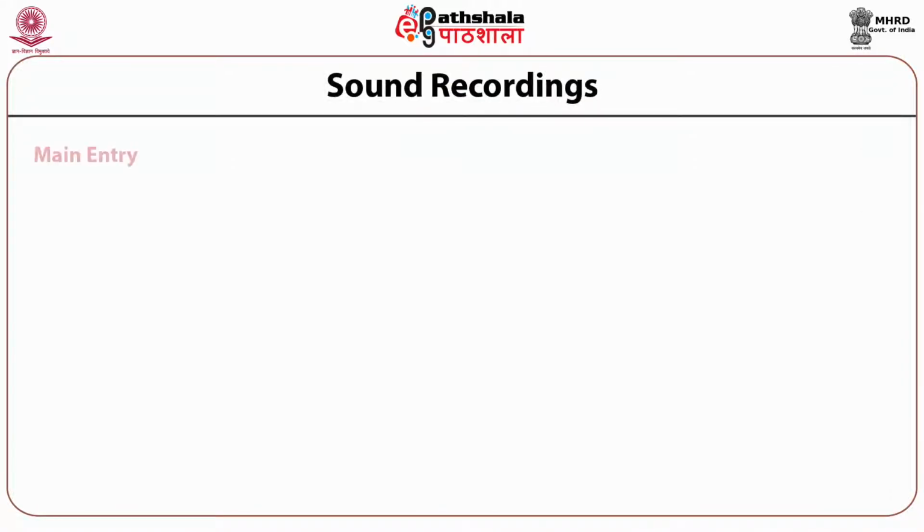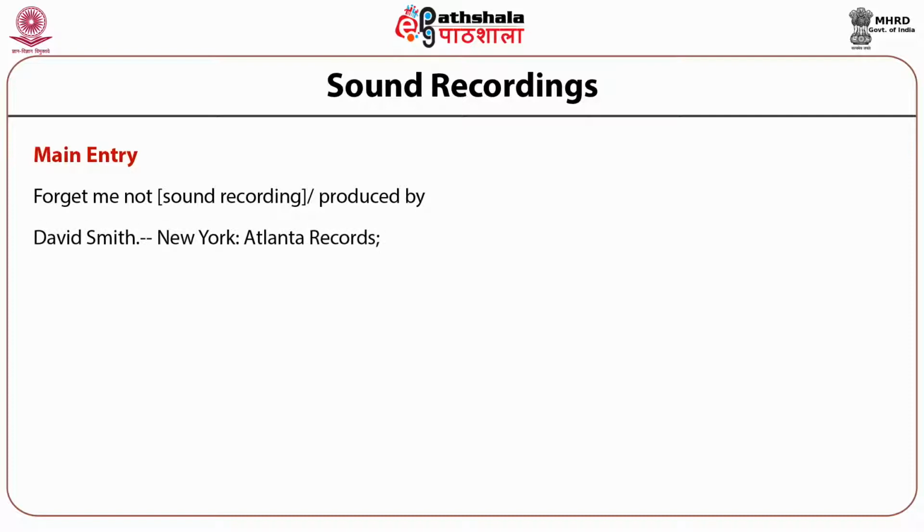So, what is the main entry? You just listen very carefully. Forget Me Not, the sound recording GMD. Then slash, who has produced it? The producer has importance. So, produced by David Smith. Then comes the place, then the publisher, then the distributor, who has distributed, then the year. So, everything you have written there.